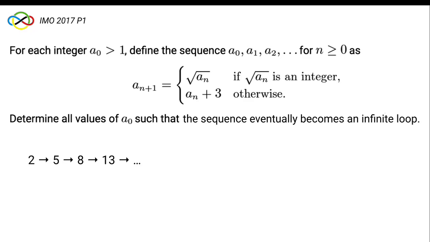And you'll find that it doesn't really seem to ever take the second option where the square root of an is an integer. If we try 3, then 3 goes to 6, 6 goes to 9, but the square root of 9 is 3, an integer, so it goes to 3 again, and it just gets stuck in an infinite loop of 3, 6, 9. And if we try 4, the square root of 4 is 2. So 4 goes to 2, which goes to 5, and it's just the same as the first one.